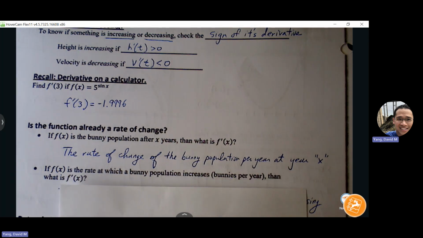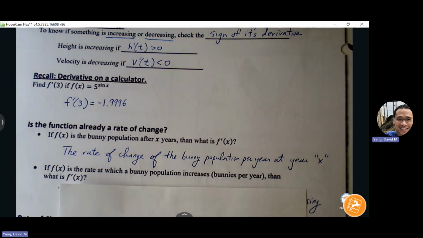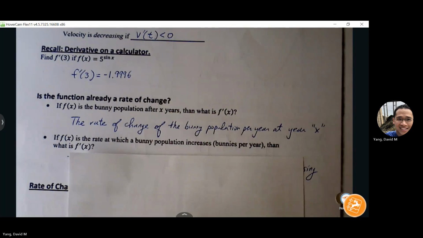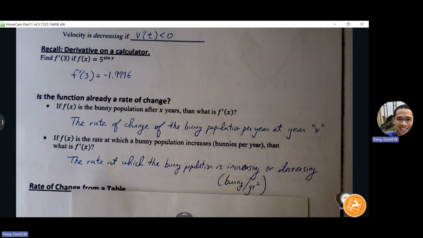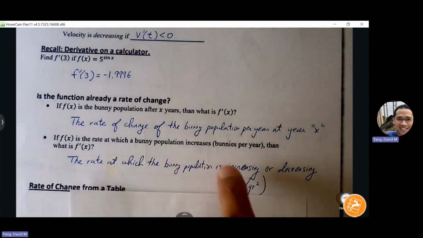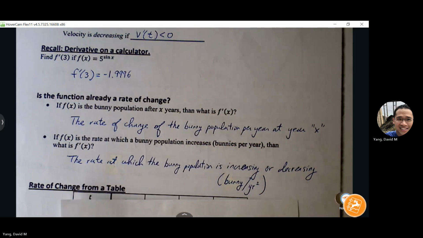Okay, but what if f of x is already a rate? What if f of x is the rate at which a bunny population increases? Namely, if f of x is already bunnies per year, then what is f prime going to represent? How would you phrase it another way? Okay, the rate at which the population is increasing or decreasing. We say rate of a rate, but that doesn't quite describe it as well. So you want to say either the rate is changing or the rate is increasing or decreasing.